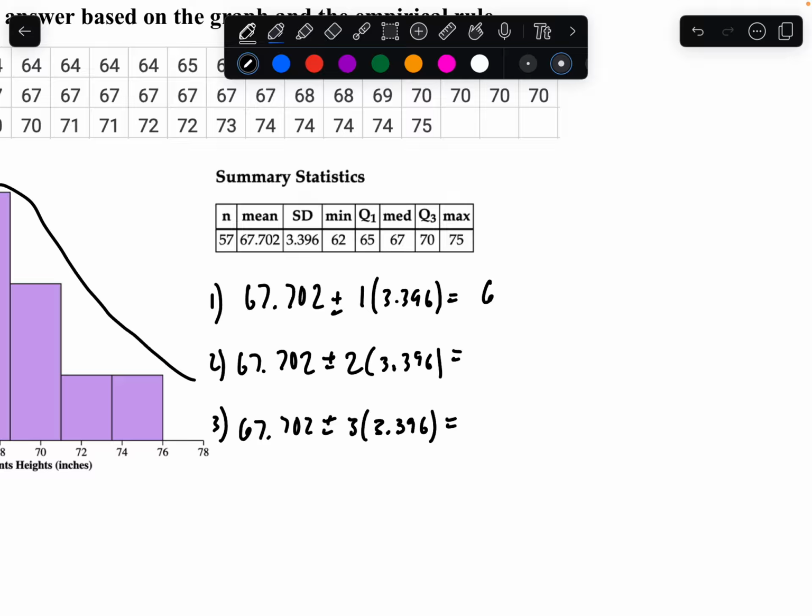So that gives me 64.306. And then do subtraction of 2. I'll do 3.